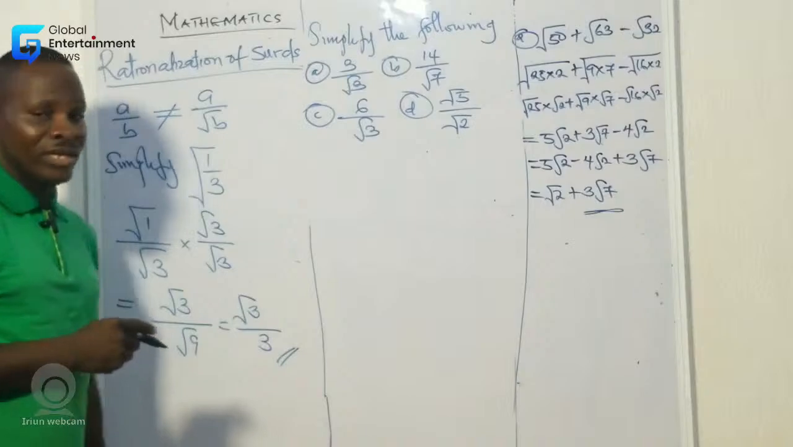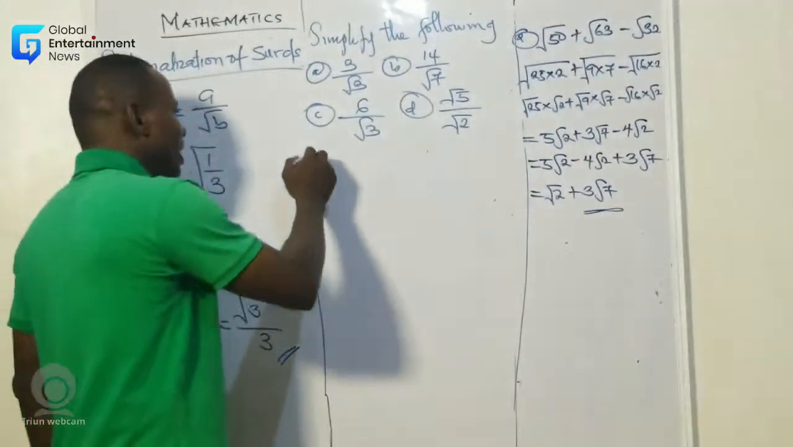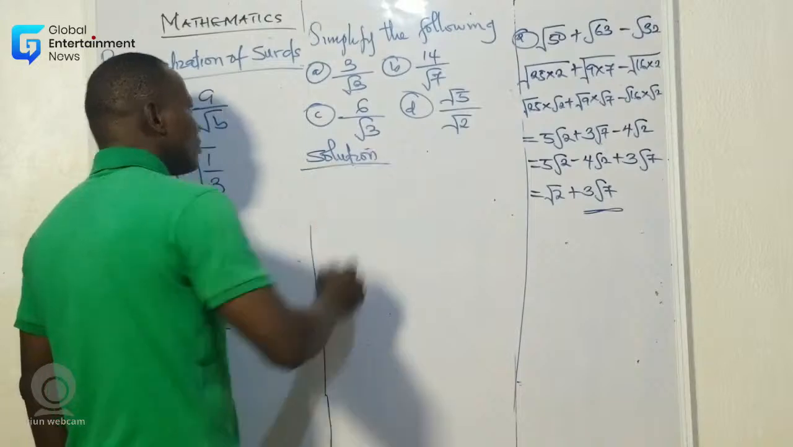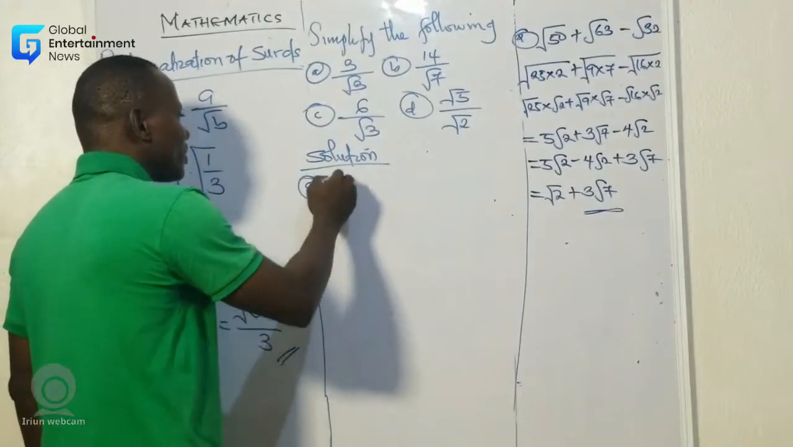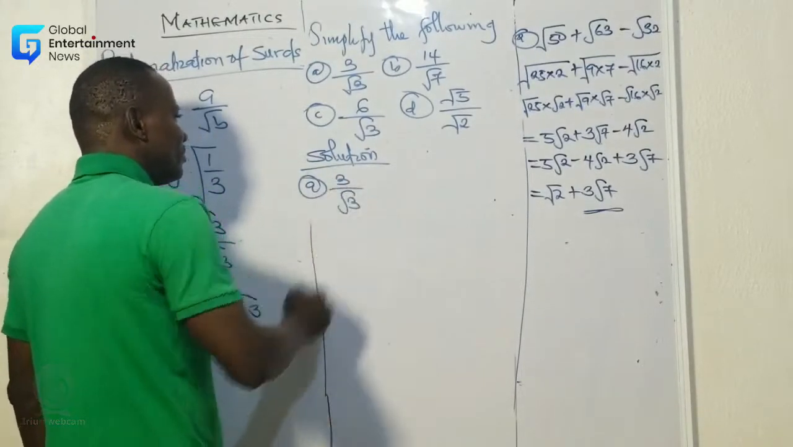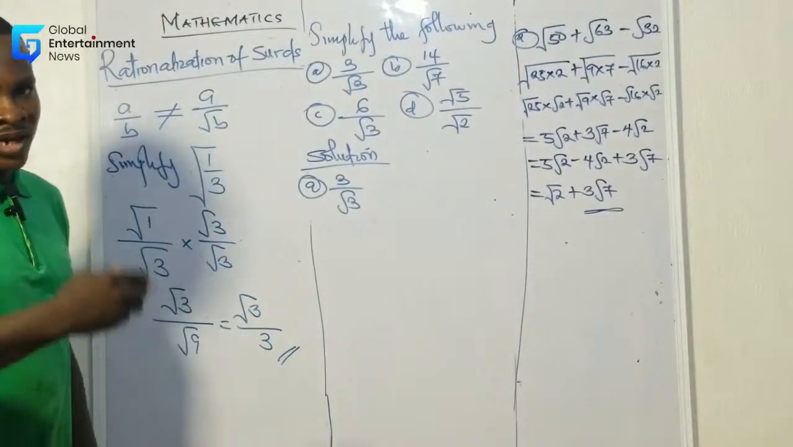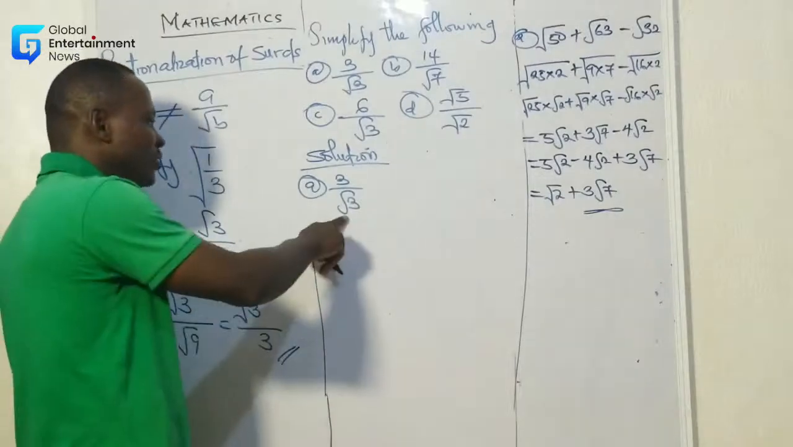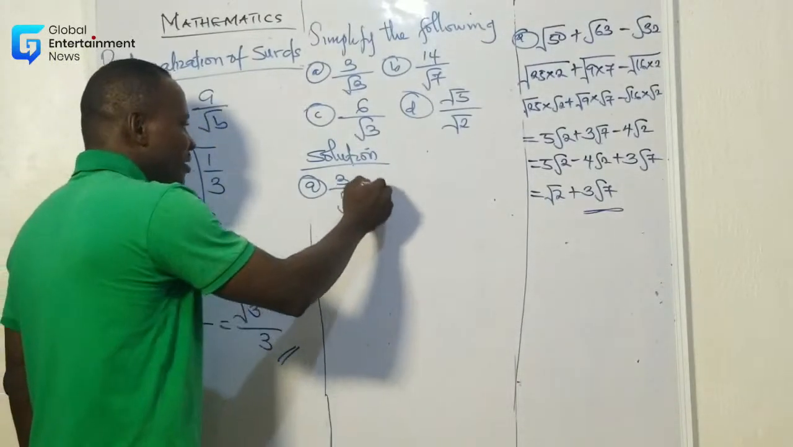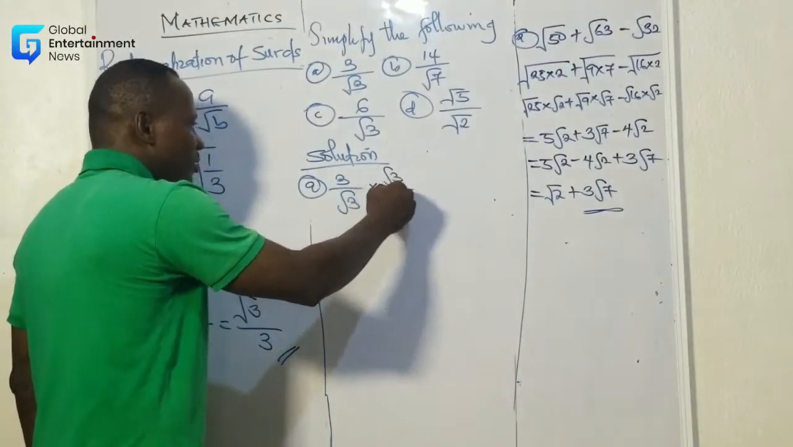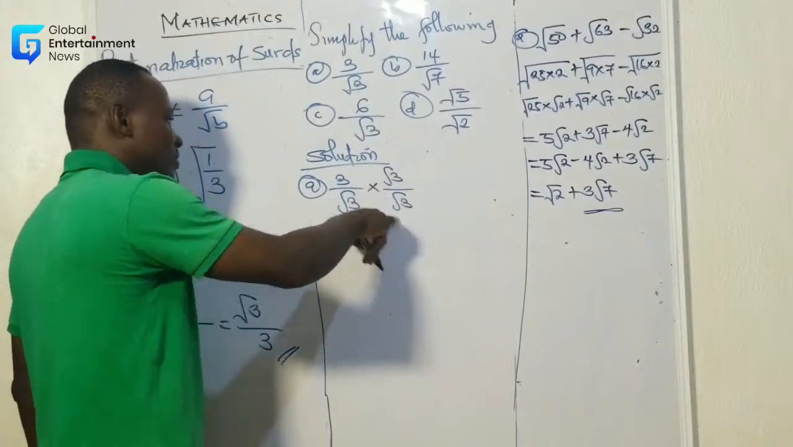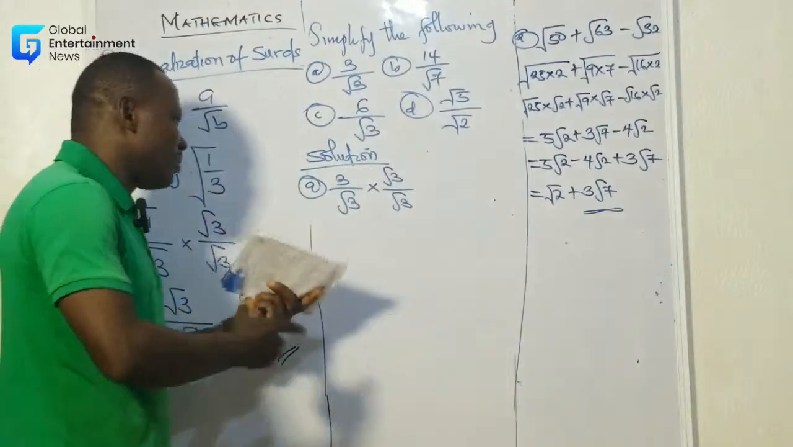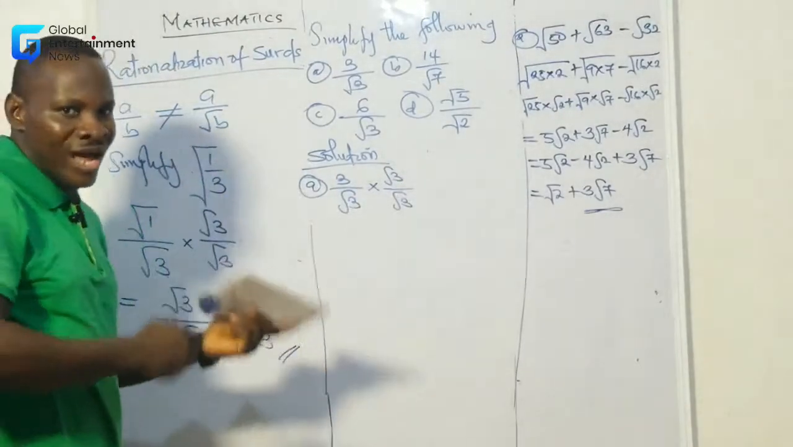Now let's solve this together. Our solution. The first one, 3 all over root 3. What are we going to do? We rationalize with the denominator. And what is the denominator? Root 3. This will give me times root 3 all over root 3. That means you multiply both the numerator and denominator by the value of the denominator.